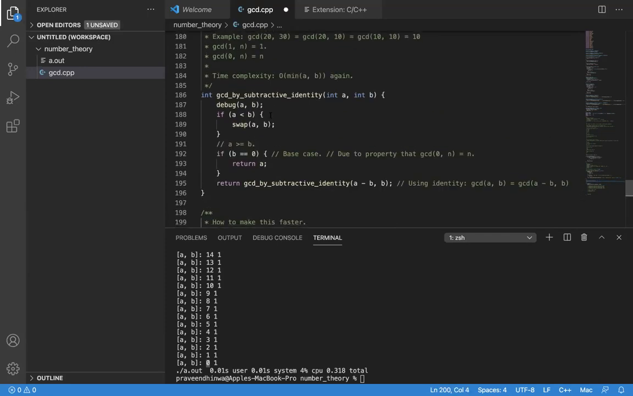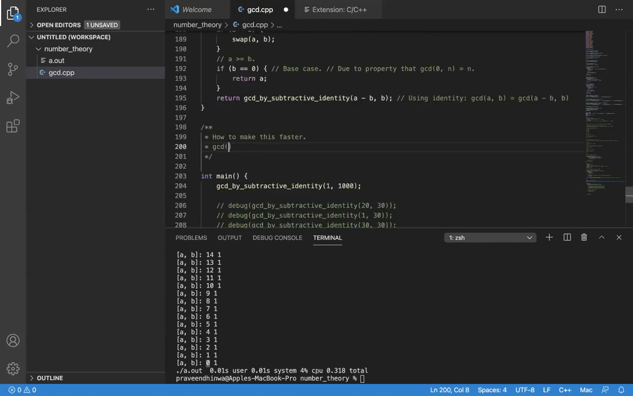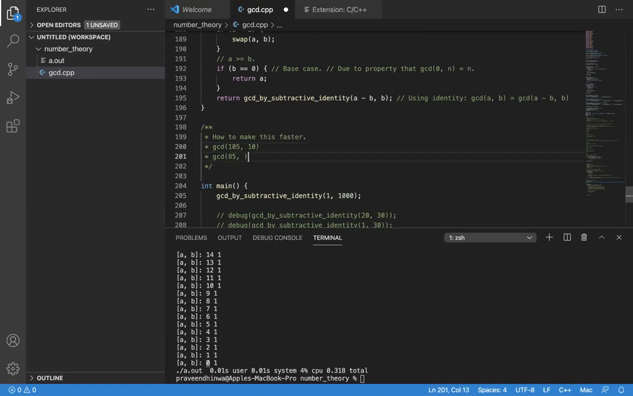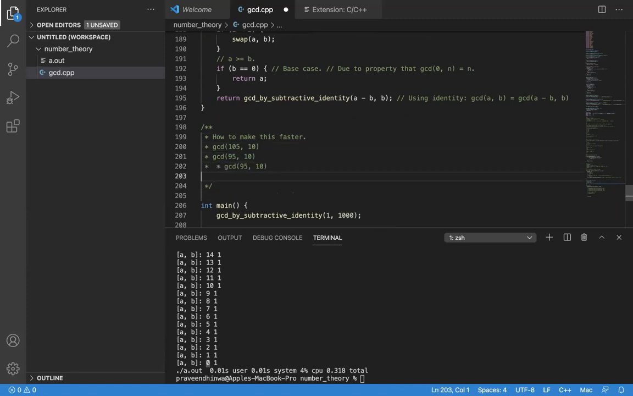So let's see what this function is doing. What does it do? GCD of, let's say, 105 comma 20. In the next iteration, it will make 105 minus 20, which would be 85, or let's say with 10, it will make 95 comma 10. Then it will go 85 comma 10. Then it will go 75 comma 10.